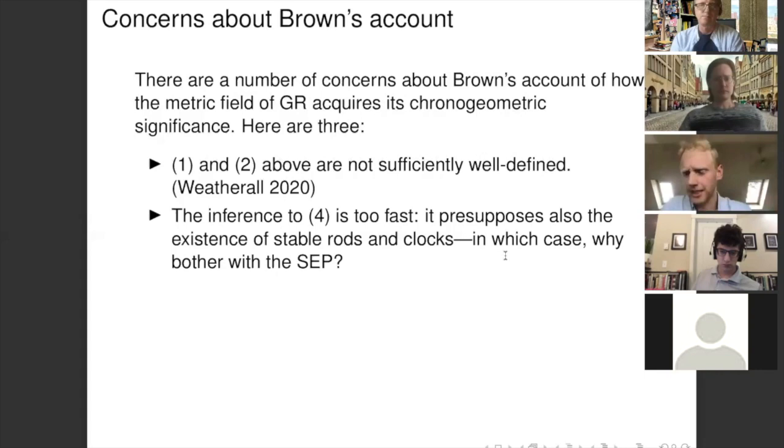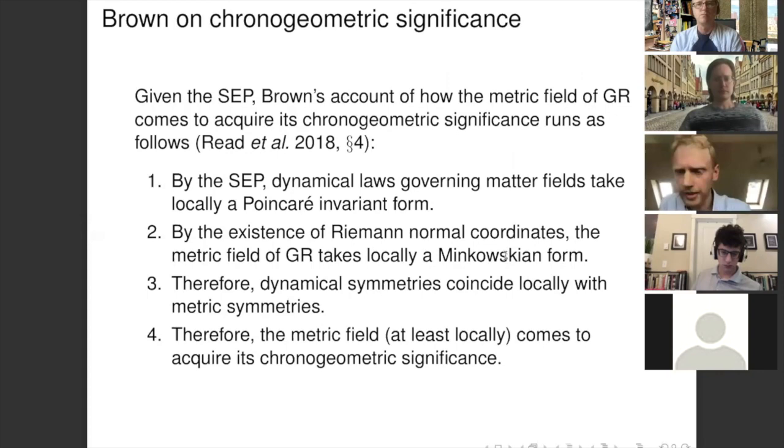Brown, assuming that this argument is faithful to him, which I think it is, seems to be assuming that the fact that we locally find that the metric field qualifies as theoretical spacetime means that it qualifies as operational spacetime. But I think that's just too fast. This move to four is too fast, absent further details.